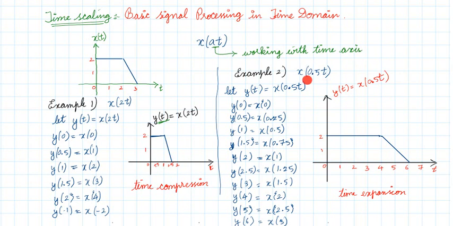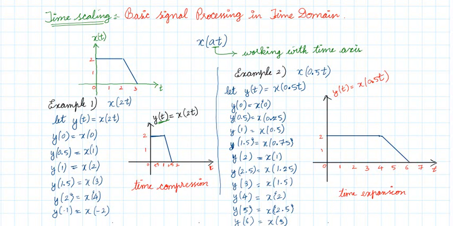Similarly, if the a is 0.5, what am I going to do? I'm going to divide this x-axis or time axis by 0.5, thereby 3 by 0.5 is 6, 2 by 0.5 is 4, 1 by 0.5 is 2. So the 0 to 3 time axis is going to expand to 0 to 6. This is called time expansion.